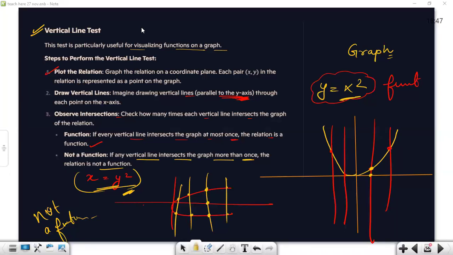Sir, only that x equals to y square graph. Could you repeat it again? Okay, how to draw it? No, not that one. Like, you are saying no, it's not a function. Only that one.